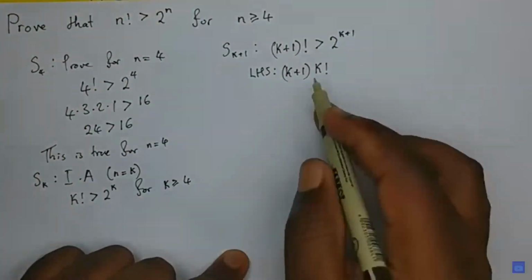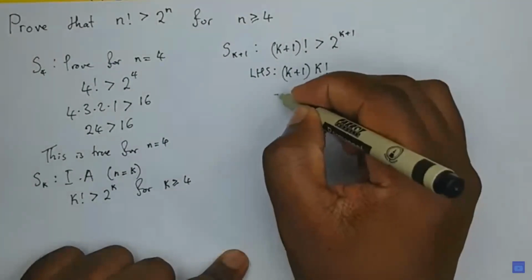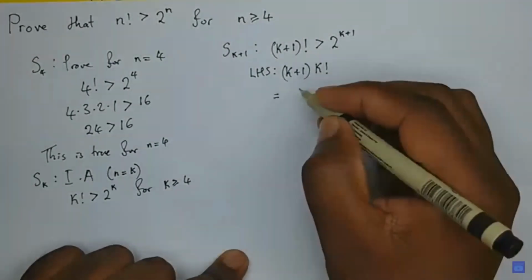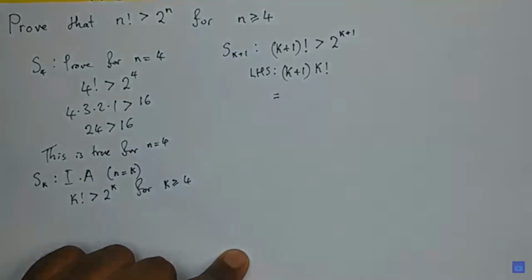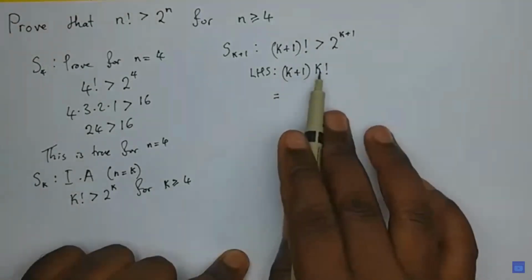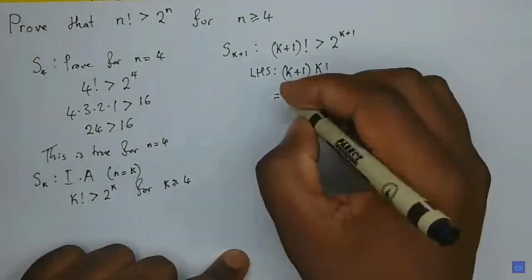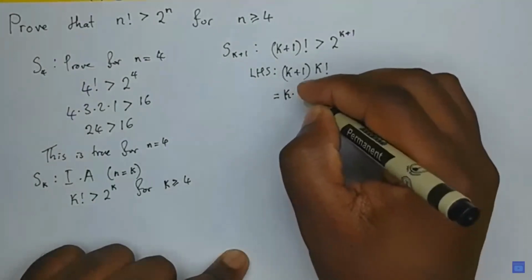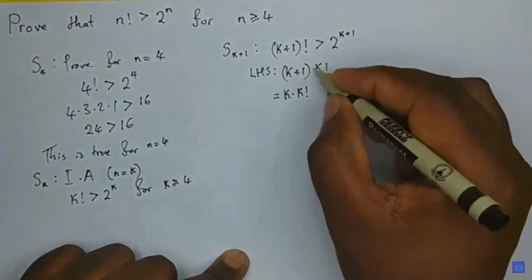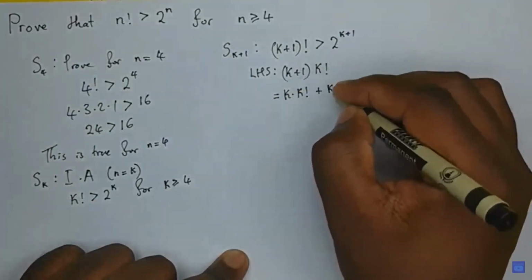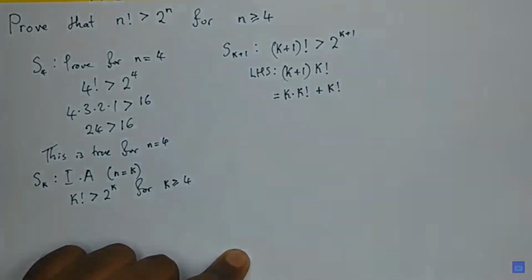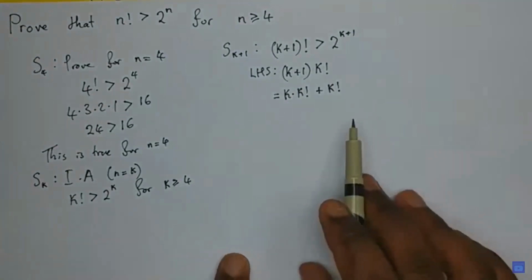So this is equal to, the idea that we're going to employ here is that we're going to multiply the two. Just expand. So k times k factorial is k multiplied by k factorial. k factorial times 1 simply gets k factorial. So after we do our expansion, we go back to the assumption.